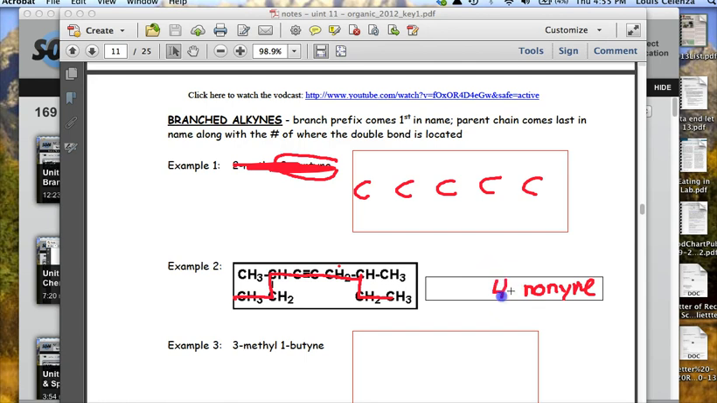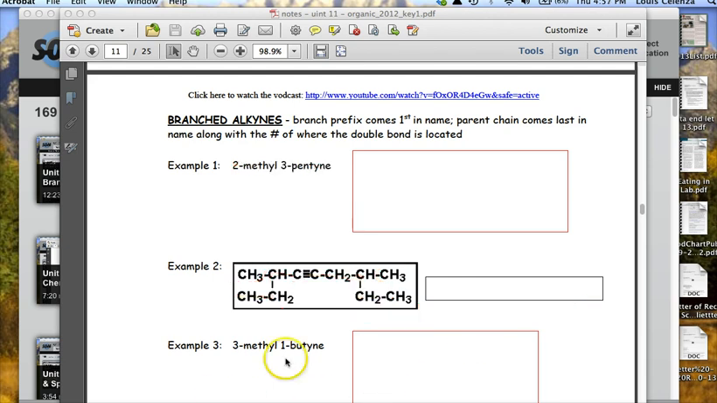And it looks like I have 2 methyls here and here. So I know that's going to have to include dimethyl. Since this is the 4th carbon, the methyl group's attached to the 3rd, and 4, 5, and 6. So this compound is 3,6-dimethyl-4-nonyne. Whoa! Alright.